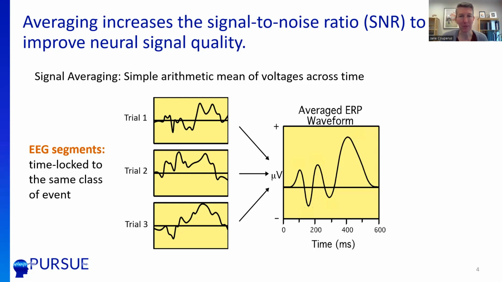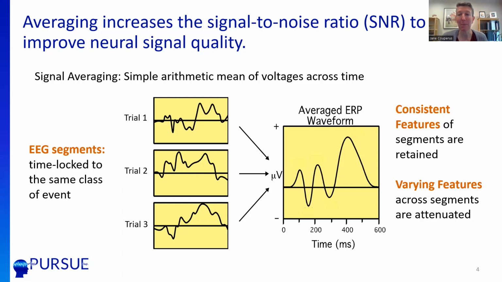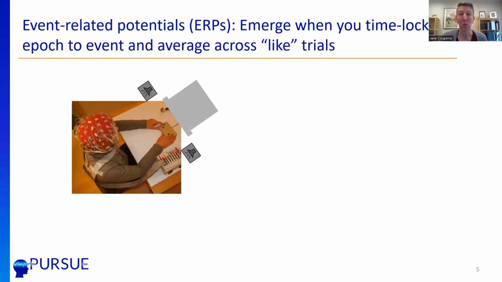It's simple arithmetic. It's a mean of our voltages across time. We have these EEG segments that are time locked to an event, and we can average across them to basically pull out the consistent features while we're also reducing or attenuating how much those varying features are seen in our ERP waveform. We're able to do this because our experiments are set up in sets of trials, usually different conditions. In fact, we want to compare across different conditions.